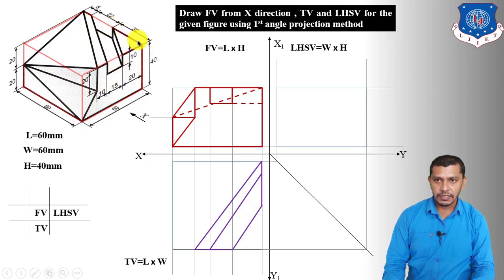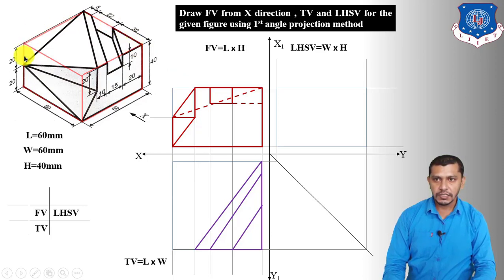Now we have to draw this triangle. We have this length 30 and this length 20. So this length is 30 and this length is 20. That means we have to connect this point to this corner point and this point to this corner point, which will give us the top view of this face.